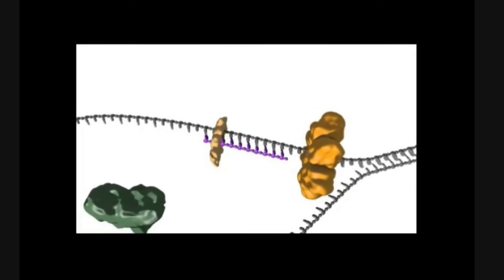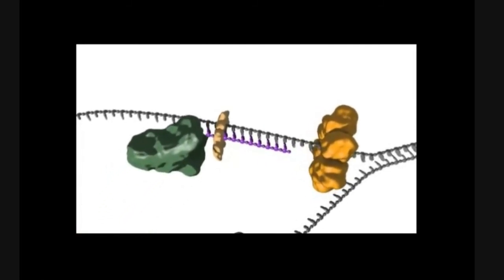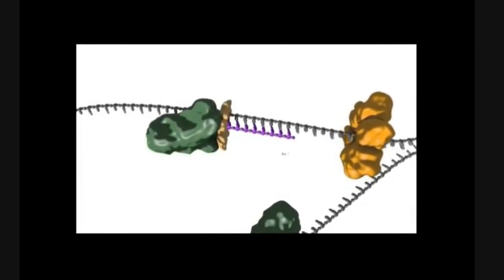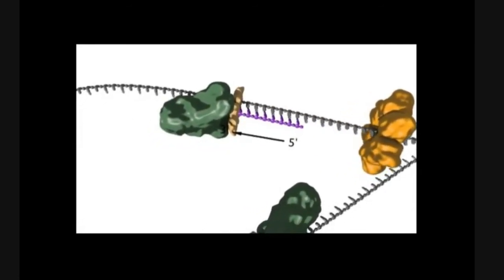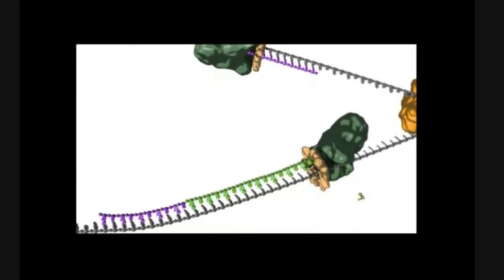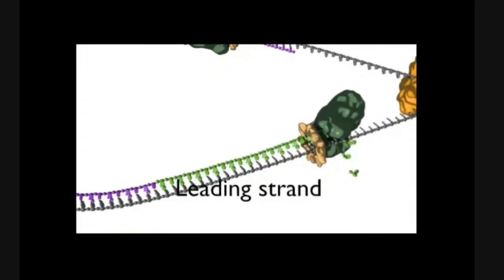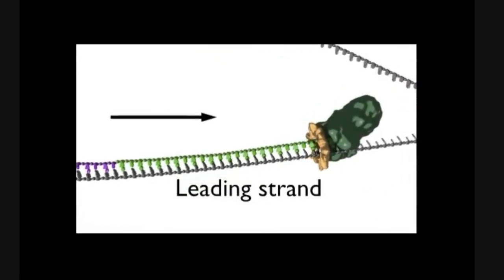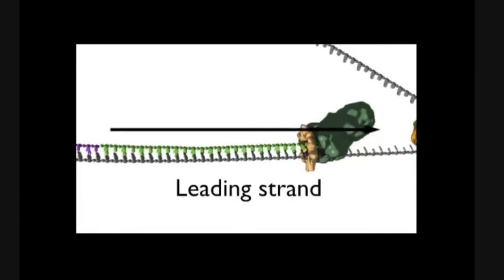Polymerases are loaded onto both the top and the bottom DNA strands at the fork. Because polymerases only synthesize DNA in the 5' to 3' direction, the two strands must be copied in opposite directions. The bottom strand in this fork is the leading strand. The polymerase on this strand moves continuously from left to right, synthesizing DNA as it travels.